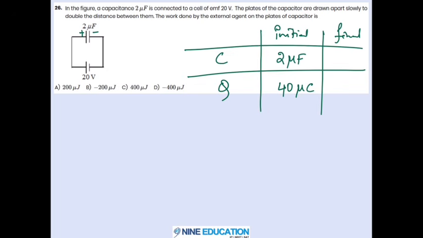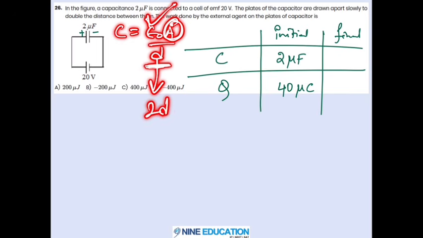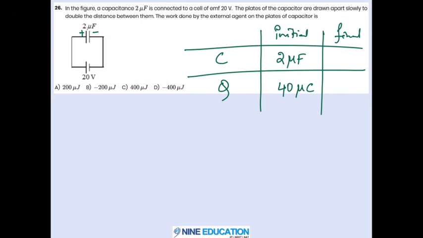This is the initial. And coming to the final, what is the final capacitance? You know that capacitance is epsilon naught A by D. Epsilon naught is not changing because the medium between the plates is not changing, and A, area of the plate, is also not changing. Whereas distance between the plates is becoming double. D becomes 2D. This implies C becomes C by 2. Therefore, if the initial value of the capacitance is 2 microfarad, then the final value becomes 1 microfarad.